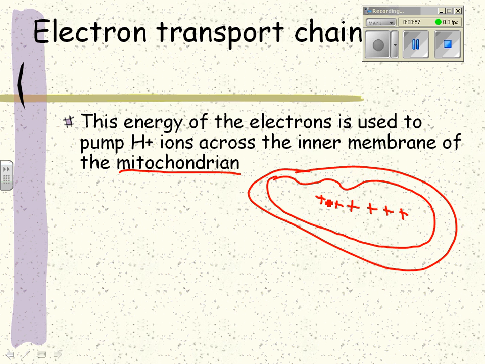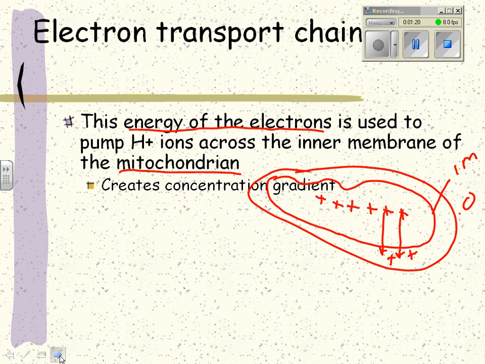So there's more of them here than out here. This is the outer membrane, and this is the inner membrane. So these have to be pumped to here, and the mitochondria uses the energy of those electrons to do that. Okay, and it creates something called a concentration gradient, which we talked about before with diffusion and osmosis. A concentration gradient.